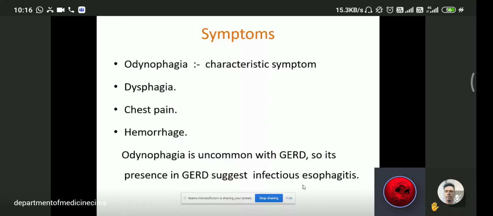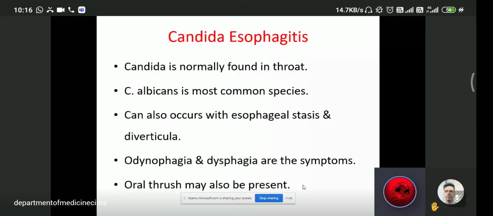Candida esophagitis is the commonest. Candida is a normal inhabitant, normally found in the throat. Candida albicans is the most common species, and it can occur with esophageal stasis or diverticula. That is, any condition impairing the physiological function of the esophagus will lead to development of the disease. Odynophagia and dysphagia are the common symptoms, obviously with infection. Oral thrush may also be present. That is, a patient with oral candidiasis may also have esophageal candidiasis.